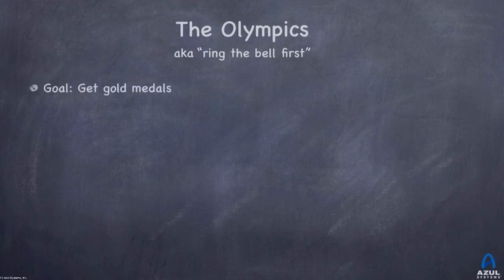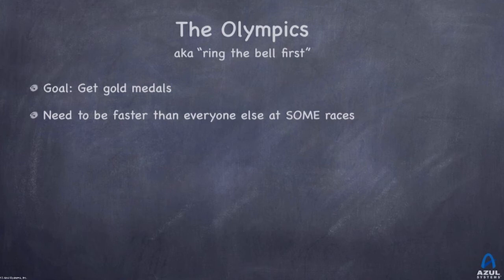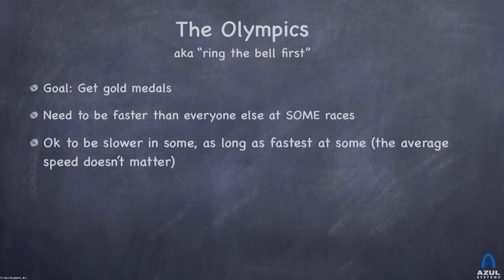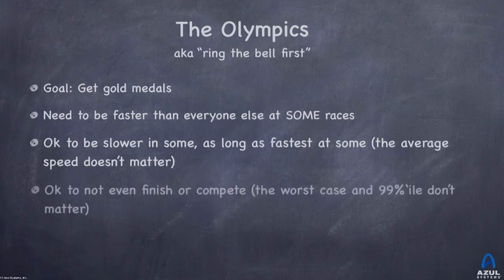So how do we express requirements for the Olympics? And let's talk in simple stuff. Our goal in the Olympics is to win gold medals. Let's assume it's gold. We're not there for silver or anything else. And to do that, we have to be faster than everybody else at some events, right? It's okay to be slower in some events. As long as you're the fastest in at least one event, you have a gold medal, right? It's okay to not even compete or not even finish in some events, right? That means that the worst case and the 90th percentile and the average don't matter at all. We're not winning gold medals by averages of races, right?